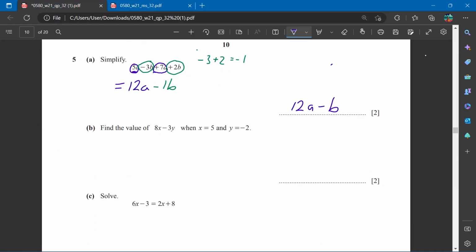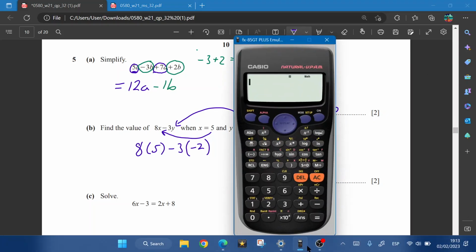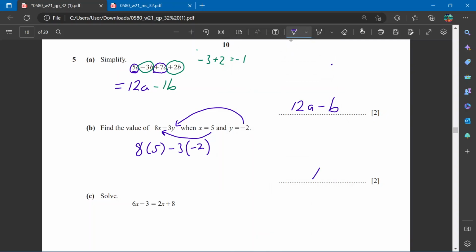Question 5 B. This is substitution. We write the 8. Then we put the 5 where the x is. Using brackets is always better. Minus 3, we put the minus 2 where the y is, in brackets. Here the bracket is important because this means multiply. Okay, let's grab the calculator. We just put it in there just the way it is. There we go, 46. That's what we got.